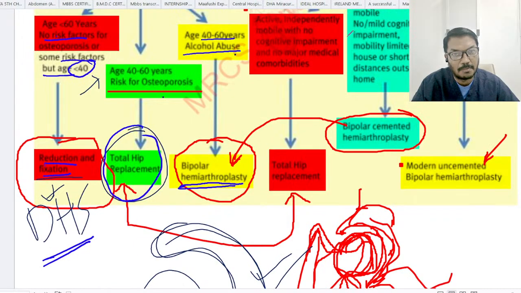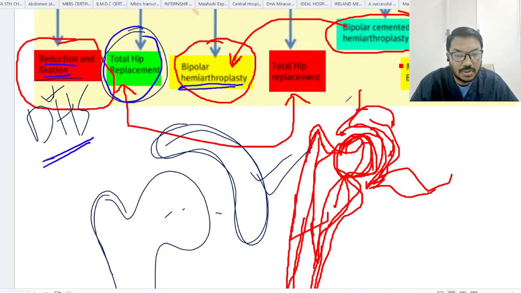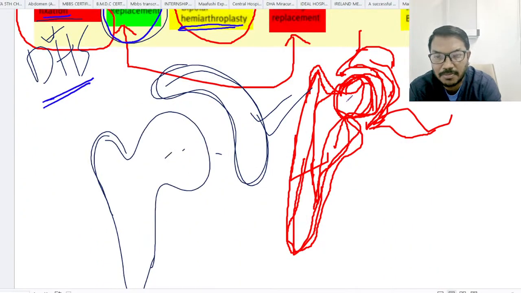But if someone has limited mobility, like he can go to the washroom, can take a shower, can go to the kitchen, and can just walk a short distance, but not for long. He cannot go shopping in the market, supermarket, or like that. For him, we can replace, but not the whole. We will just give him the head of the femur, just this part.